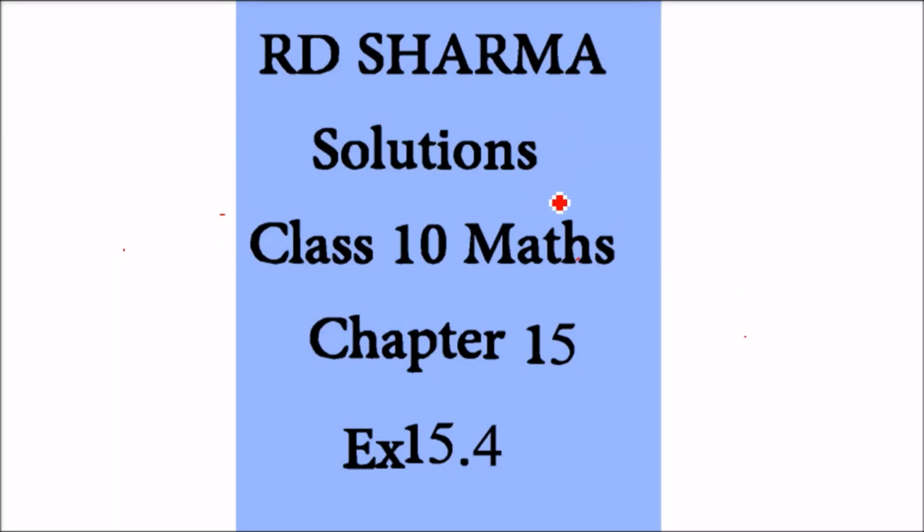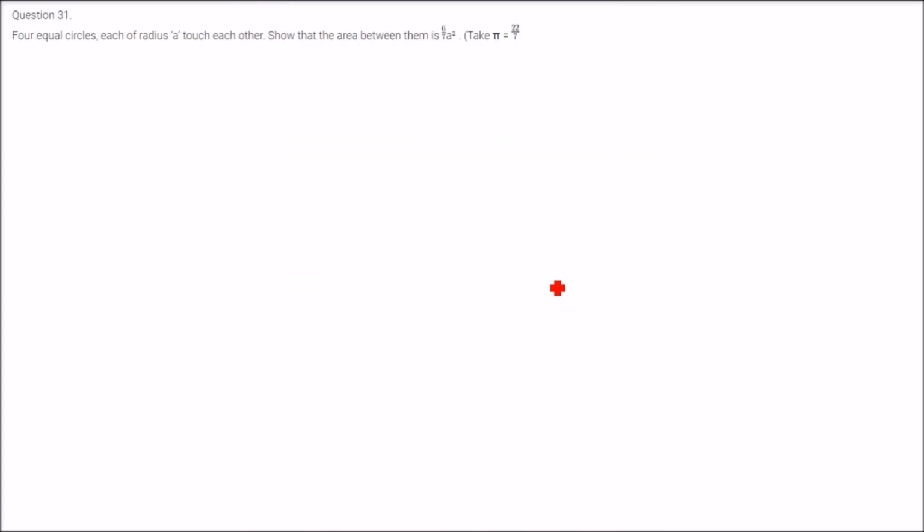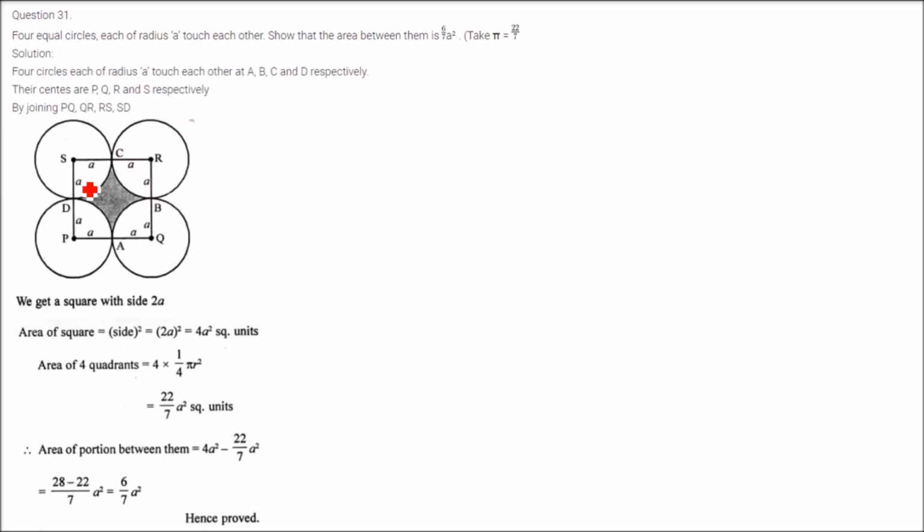We are looking at R.D. Sharma Solutions, Class 10 Maths, Chapter 15, Exercise 15.4. Four equal circles. Now we have four equal circles, each of radius A. They touch each other. Show that the area between them is this much.